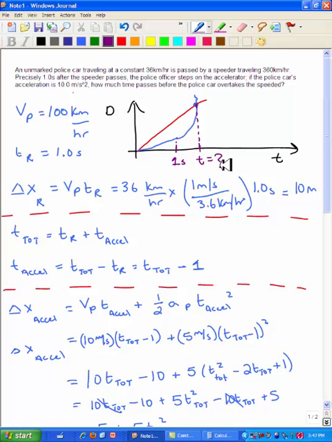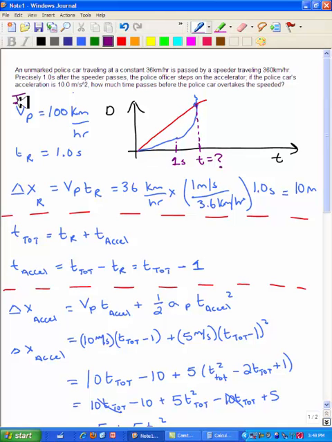There are a few things that we need to take into account. We need to look at the displacement of the police officer during the reaction time, for that 1 second where he's not accelerating, as well as the distance that he travels after he begins to accelerate. Those two distances added together will equal the same displacement that the speeder has gone, and therefore we can use that information to solve for time. So, step 1 of this problem would be to determine how far the policeman has traveled during that 1 second of reaction time.